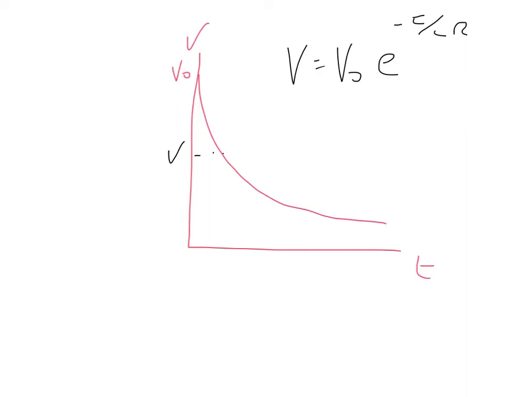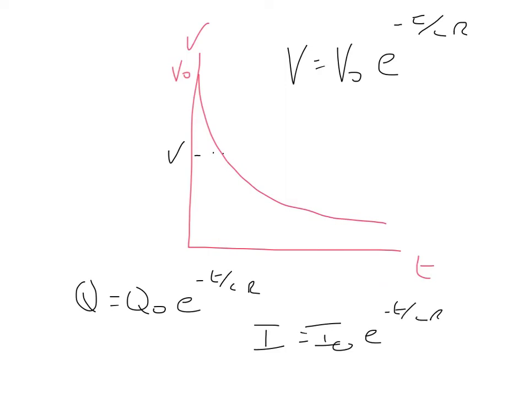So the same equation can apply if you're looking at charge. So Q equals Q naught e to the minus t over CR, and I equals I naught e to the minus t over CR. Now, you don't have to know how this equation came up from before, but it is quite a nice one to look at for those of you who are quite comfortable with maths. Okay, so if you go back to our original equation, let me write down here, V equals V naught e to the minus t over CR.